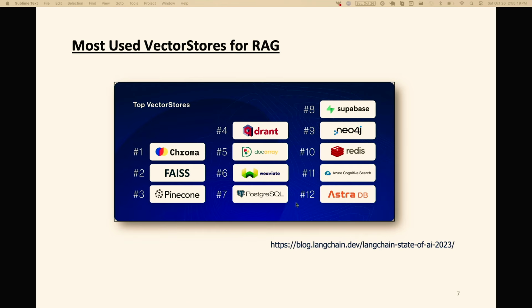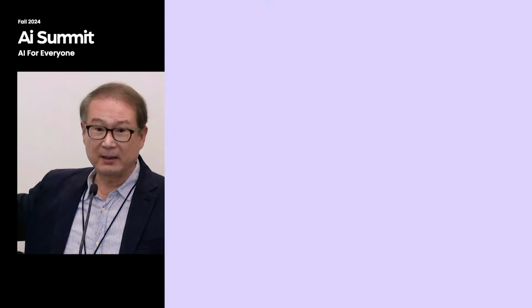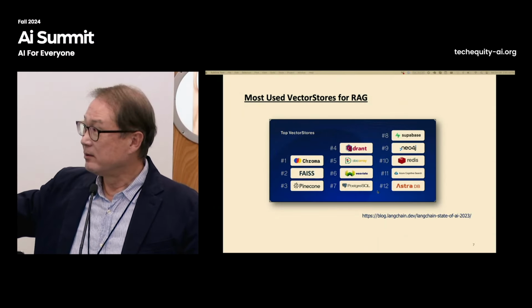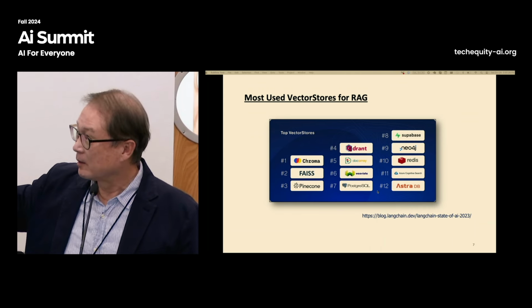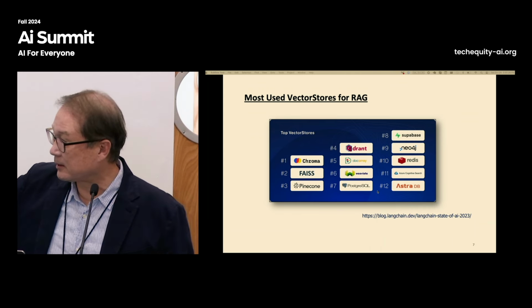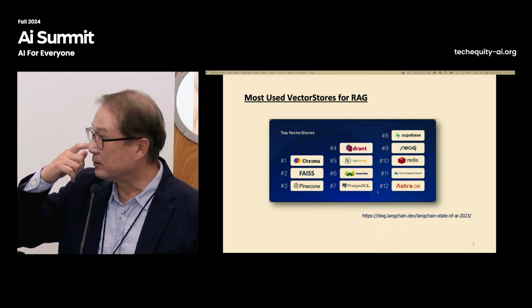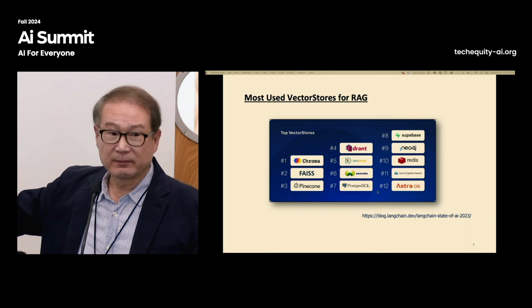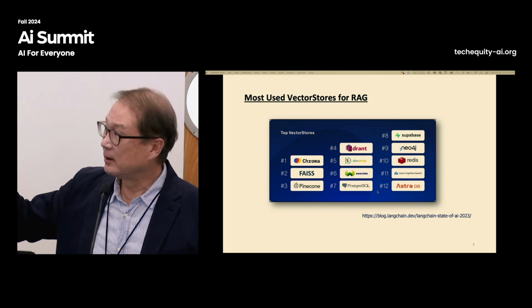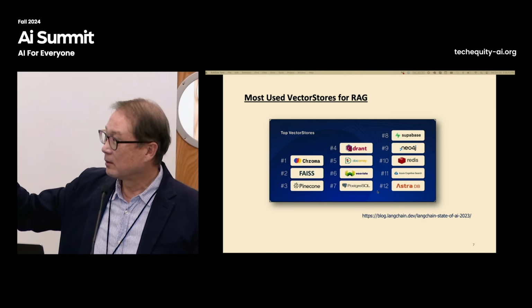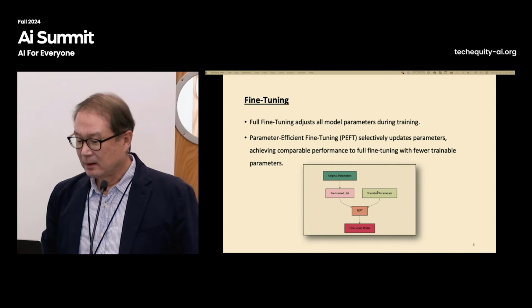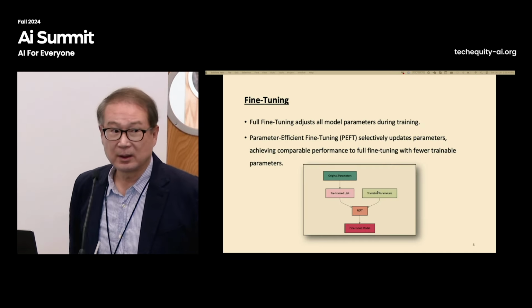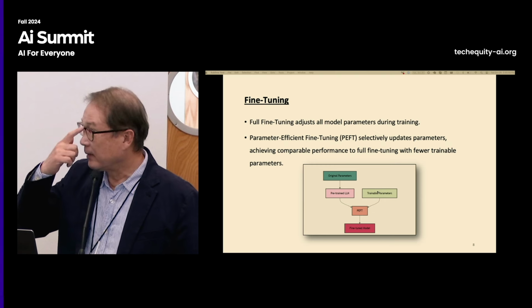And these are the most widely used vector stores. There are many vector stores available today. Some are good, some are not so good. That's why I bring up this LangChain State of the Art 2023. Someone actually did a ranking based on how often they are used. Number one is Chroma, then FAISS, Pinecone, Qdrant, etc. Those are your choices for how you can build a vector DB.